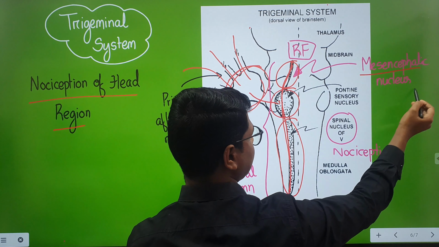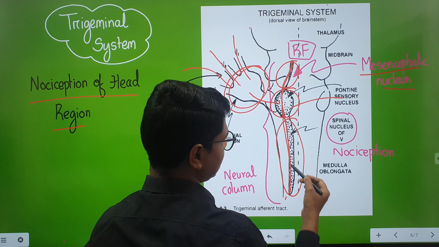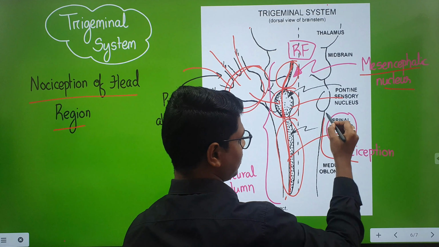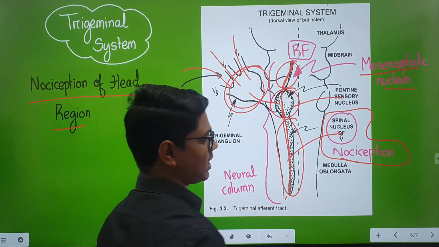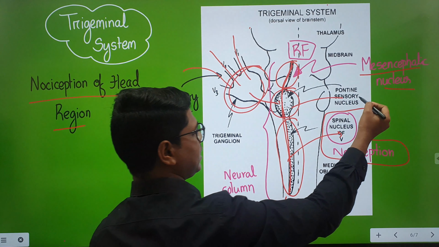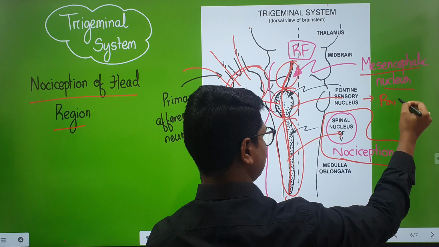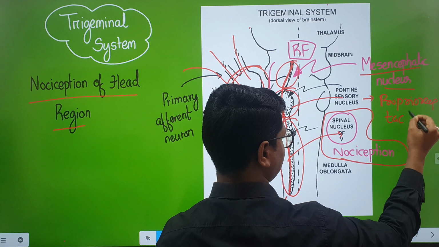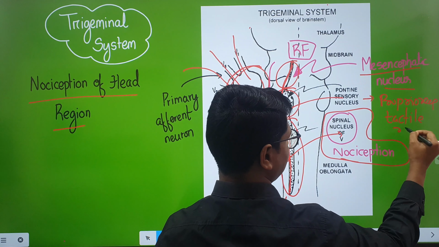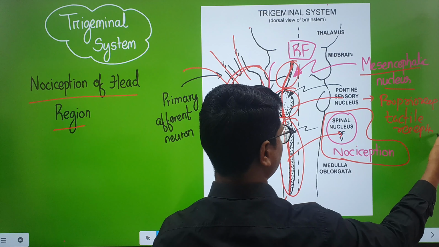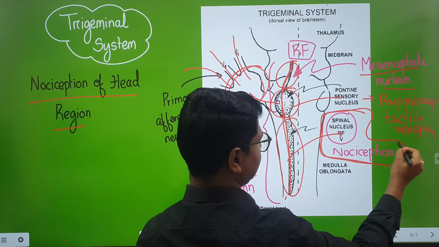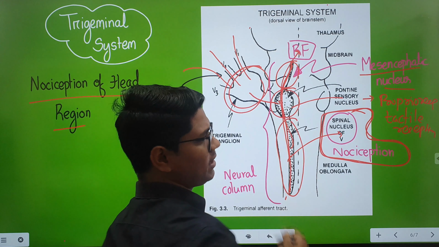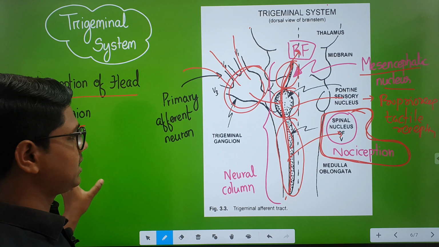The first one is the mesencephalic nucleus. This one is the pontine sensory nucleus, and this is the spinal nucleus, or you can say the spinal nucleus of V. Among them, only the spinal nucleus is of importance to us, which is basically for nociception. Like in the pontine nucleus, you will find proprioception and tactile reception. They have different functions, but our main concern is the spinal nucleus, which is for nociception, or pain reception. From here they will go to the reticular formation. So these are the three systems.